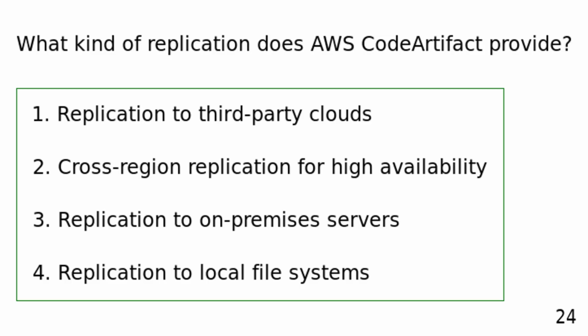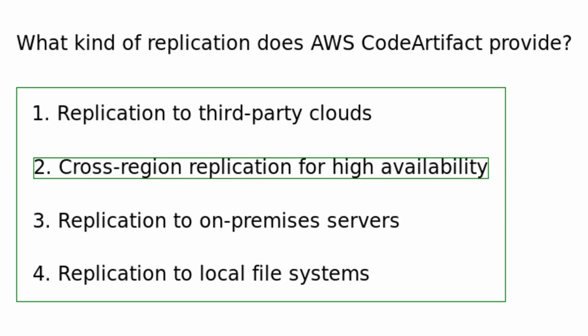What kind of replication does AWS CodeArtifact provide? Replication to third-party clouds. Cross-region replication for high availability. Replication to on-premises servers. Replication to local file systems. AWS CodeArtifact provides cross-region replication to ensure high availability and redundancy of your packages.